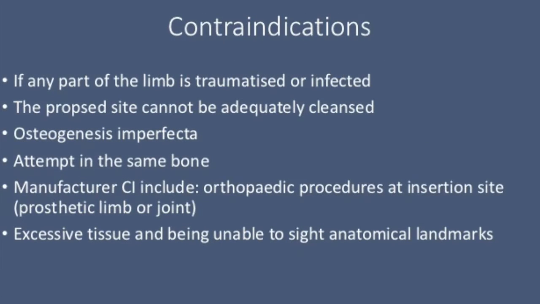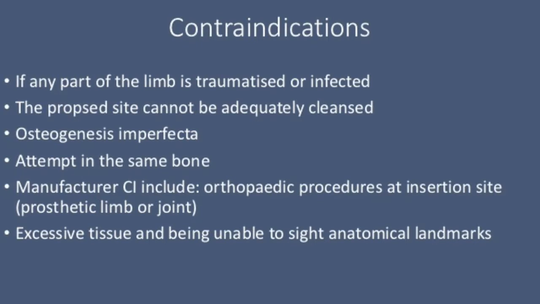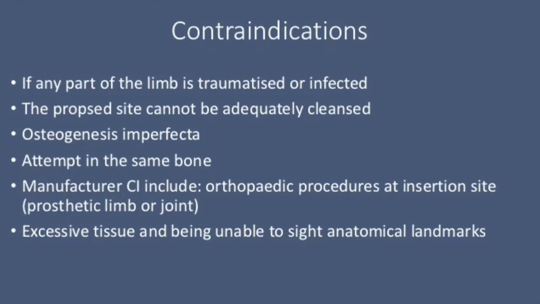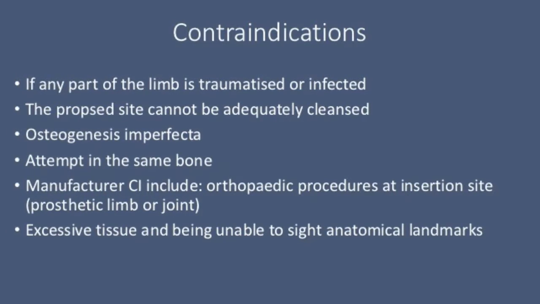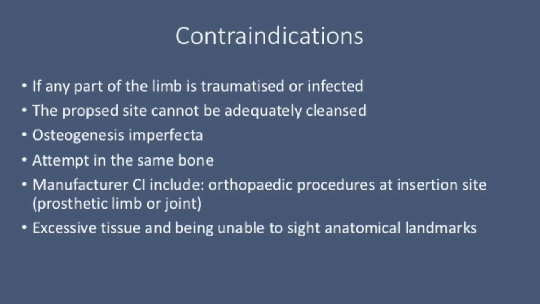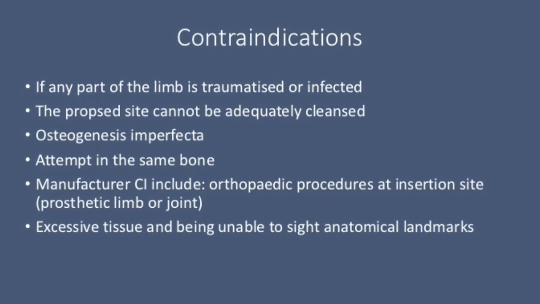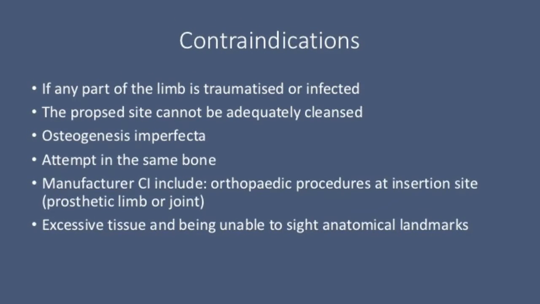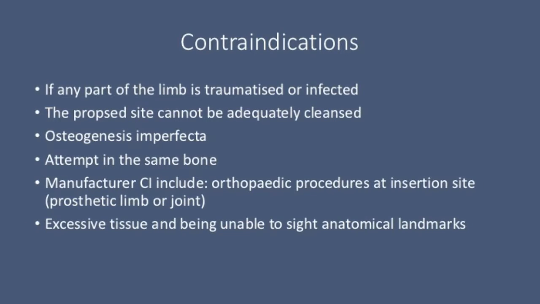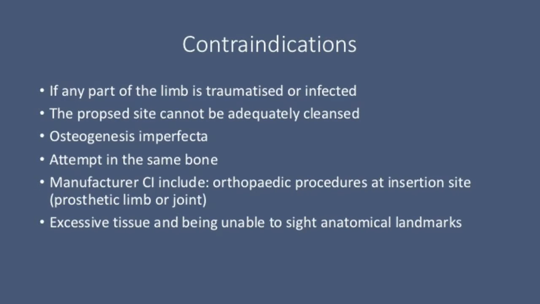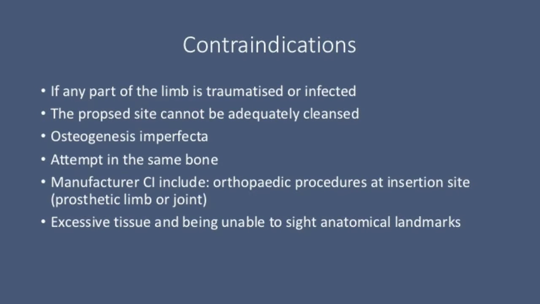Following on from this, contraindications for IO insertion include any part of the limb that is traumatized or infected, the proposed site cannot be adequately cleansed, osteogenesis imperfecta, which is a genetic condition where bones break easily, an attempt in the same bone, i.e. if you go distal tib, you cannot go proximal tib. Contraindications also include orthopedic procedures at insertion site, prosthetic limb or joint, which is pretty self-explanatory, and excessive tissue and being unable to cite anatomical landmarks.